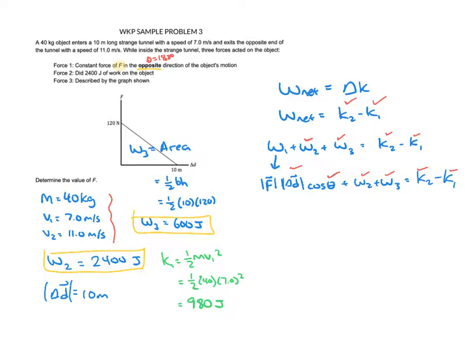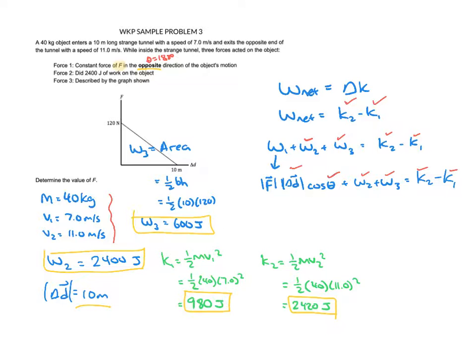And then I'll do K2 as well. So the ending speed is 11, so 11 squared. So that's 2,420 joules. Okay, so all these values that I'm boxing in yellow, all right, they're going to go right into the equation, the 10 meters as well.